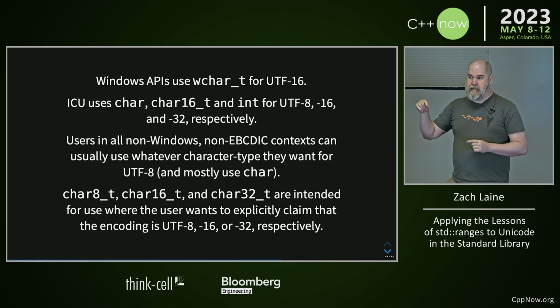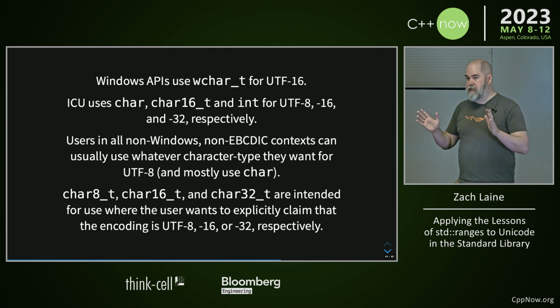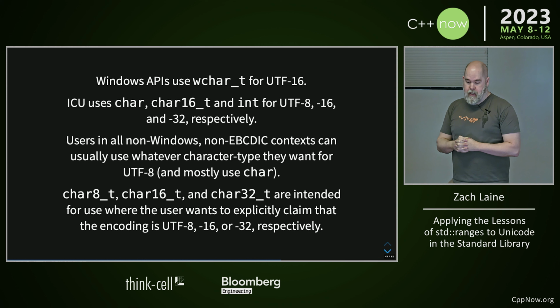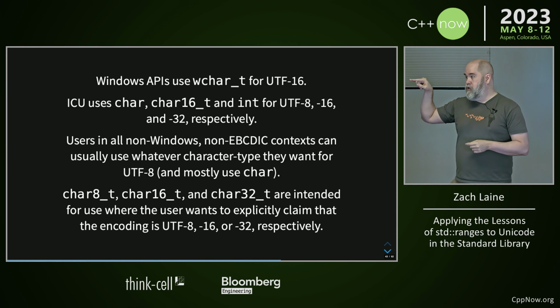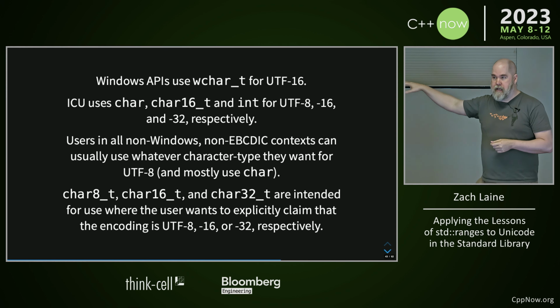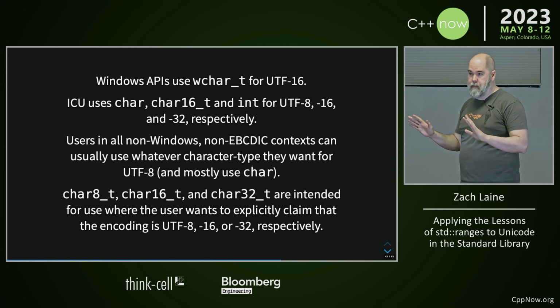And then you've got char8_t, char16_t, and char32_t, the charNs, is what I'll probably call them from now on. And those explicitly claim that they are encoded in those respective encodings. And when you do a string literal with u8 or U, you get these types. Okay, so we need to support all these, in my opinion.